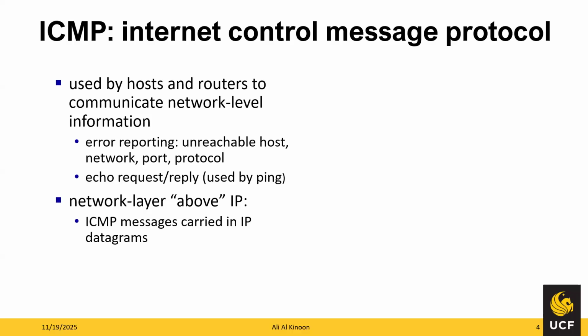One of the major roles of ICMP is going to be error reporting. When something goes wrong with delivering packets, it tells a host or a network that it cannot be reached, or when a port or protocol is not available.